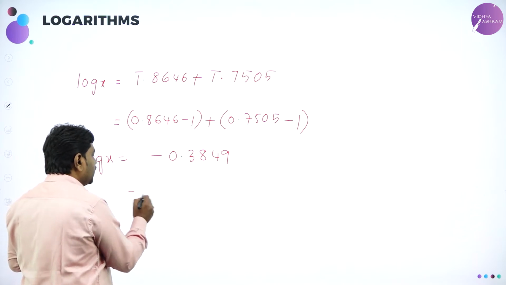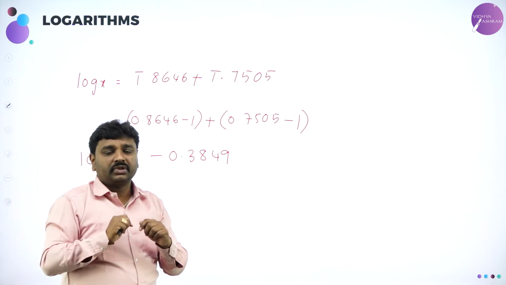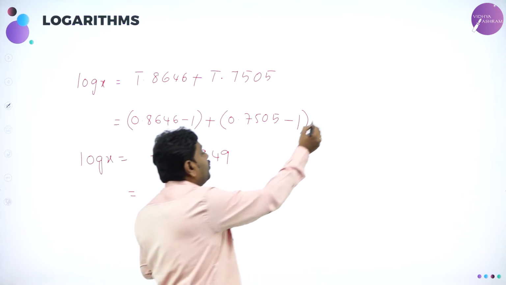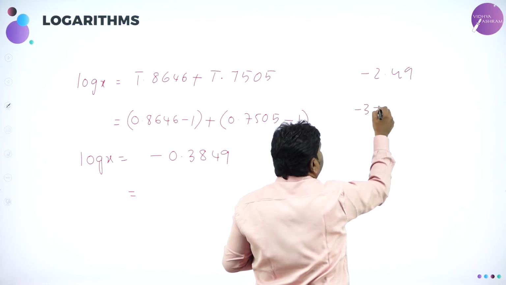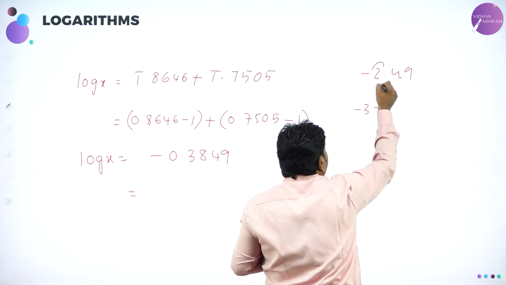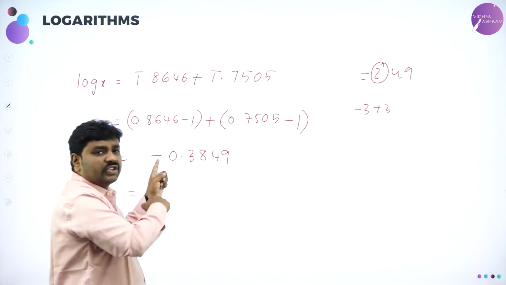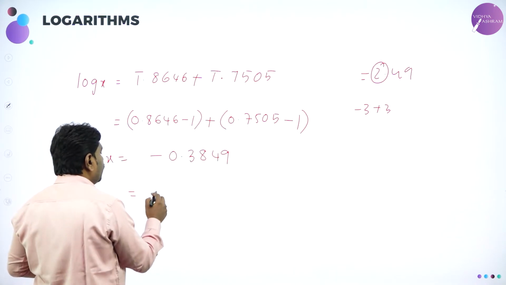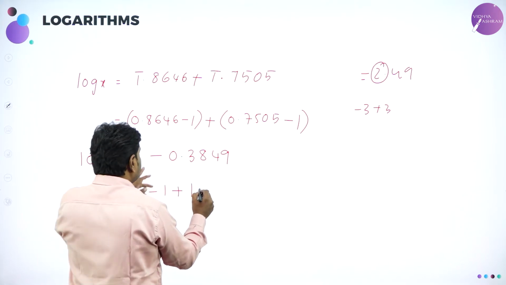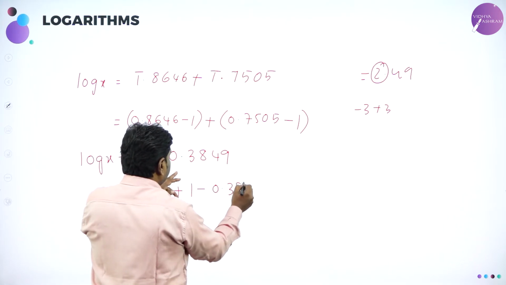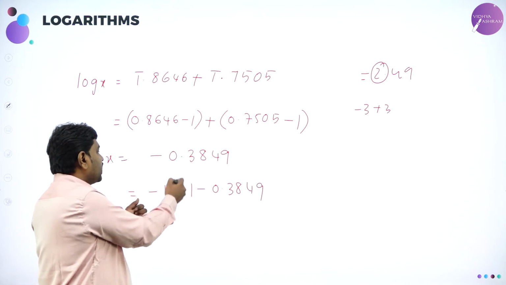So if you get negative, one more. After 0, we have what? 1. So if you have, say, suppose minus 2 point something, then add minus 3 plus 3. If it is minus 0, one more is what? 1. So add and subtract 1. Minus 1 plus 1 minus 0.3849. Can I write like this? Please understand. Minus 1 plus 1, if I cancel, I'll get the same.